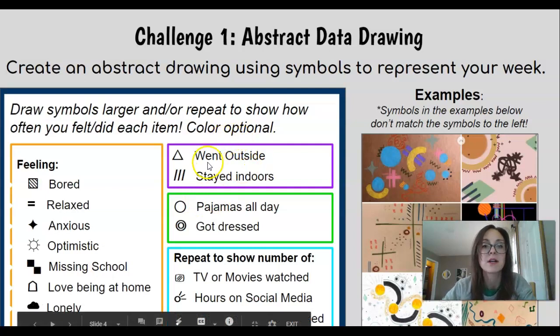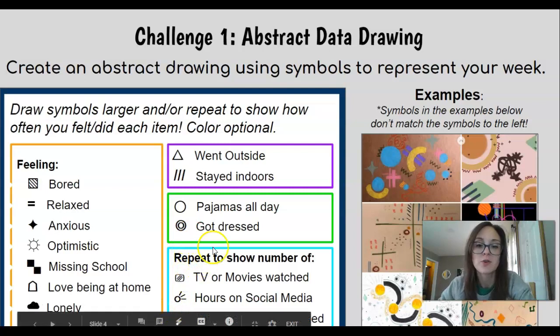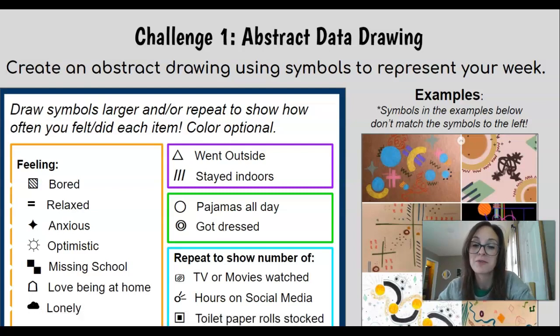And then same thing here. If you went outside mostly, or if you stayed indoors, if you wore your pajamas all day, if you got dressed. Definitely been in the pajamas all day mode. And then repeating these symbols to show the number of TV shows or movies you watched, hours on social media, or the number of toilet paper rolls you have stocked at your house. These are a couple examples over here. These symbols don't necessarily match the ones over here because I redid these, but just as an example of how that could potentially look.